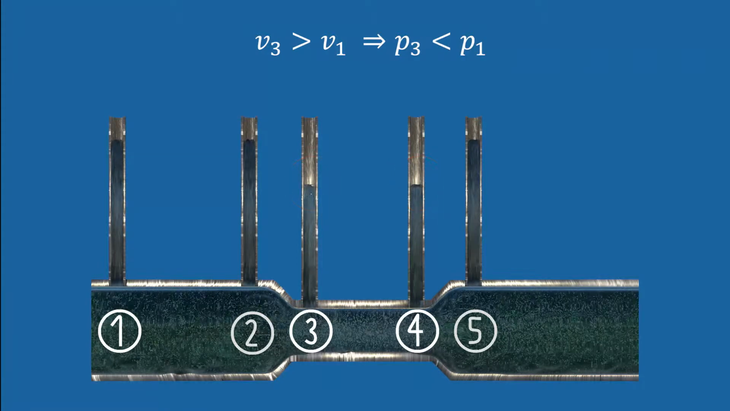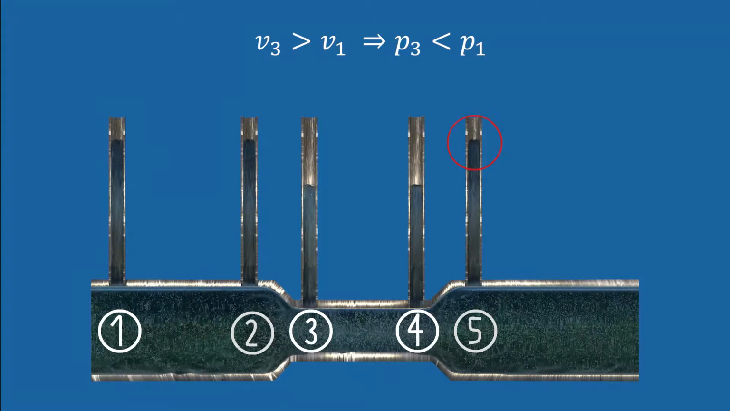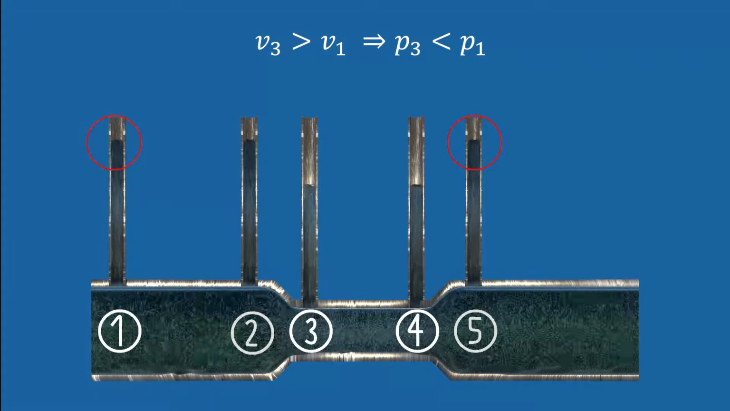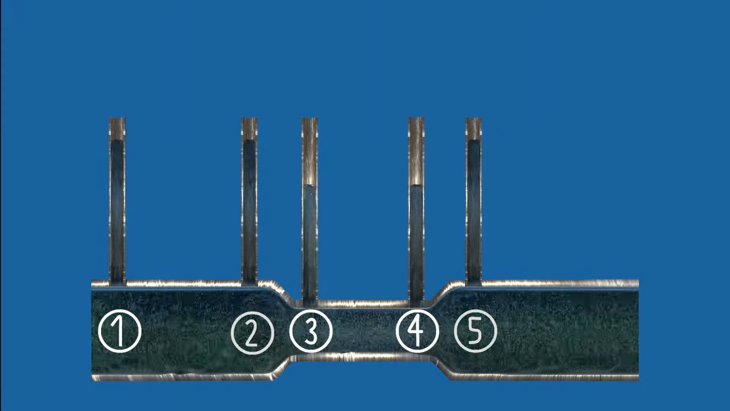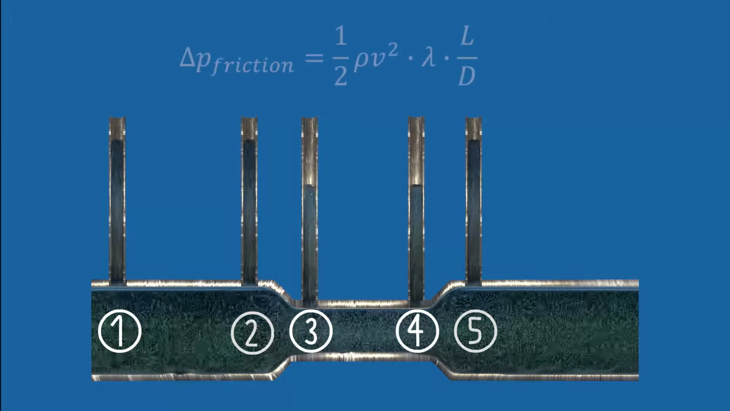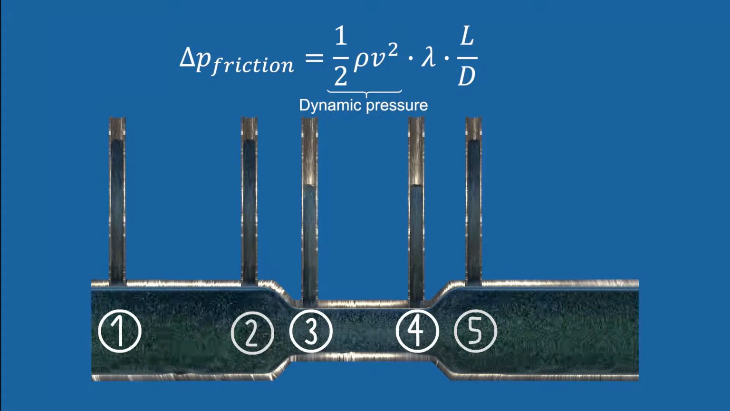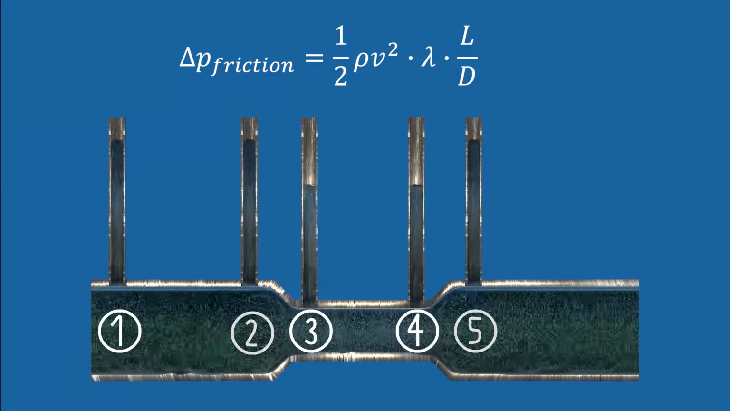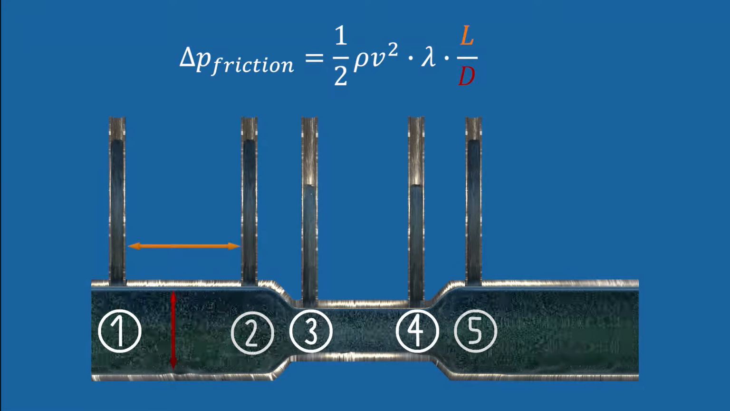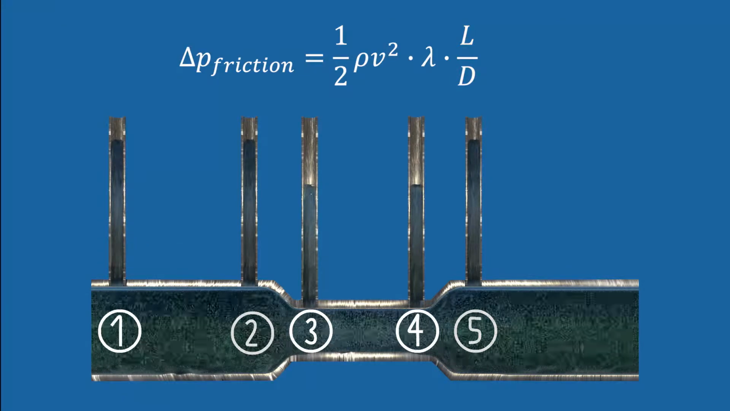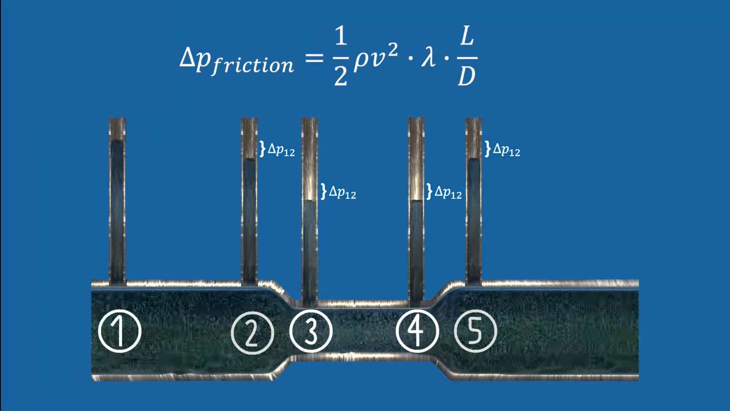As the pipe widens again, the inverse happens and the water column at cross-section 5 is at the same height as at cross-section 1. However, in real pipes, there is a pressure loss due to the friction between the fluid and the pipe. This loss is proportional to the dynamic pressure, and thus to the velocity squared. Furthermore, it depends on the friction factor lambda as well as the length L and the diameter d of the pipe. Between cross-section 1 and cross-section 2, there is already a small loss due to friction.